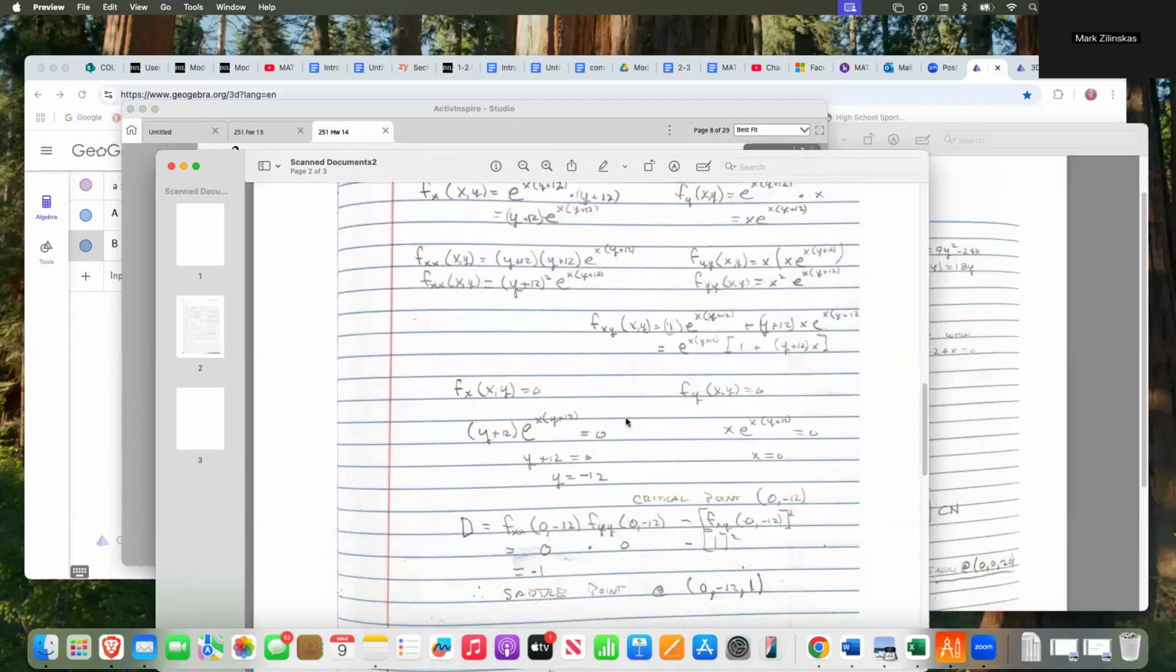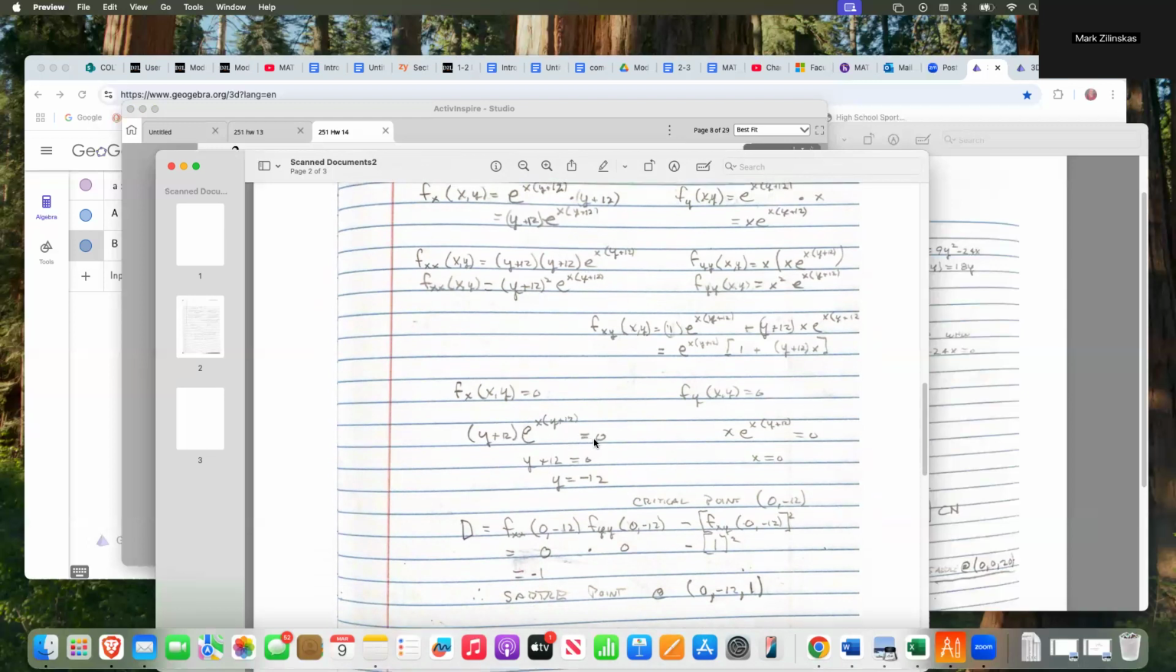What we need to do is find out when the first partial is equal to 0. Well, all I need to do is set this equation equal to 0. Now I know an exponential function, e to whatever, is never going to equal 0. So really, the only time this equation could be equal to 0 is when y plus 12 is equal to 0, or y equals negative 12. So these equations aren't too bad to solve, okay?